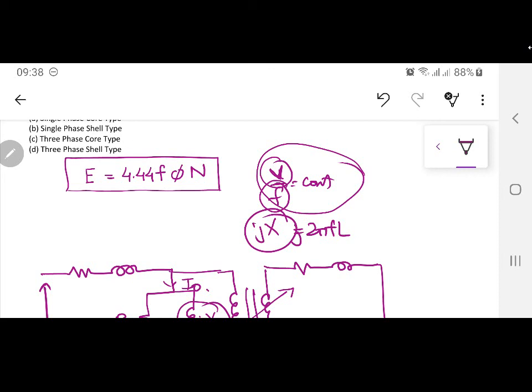Right side, left side. My right side or left side? My right side. Why?